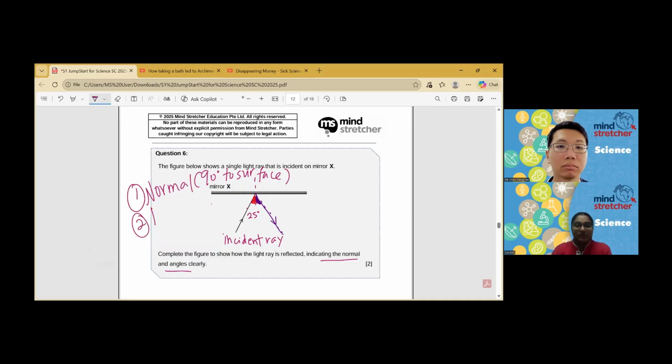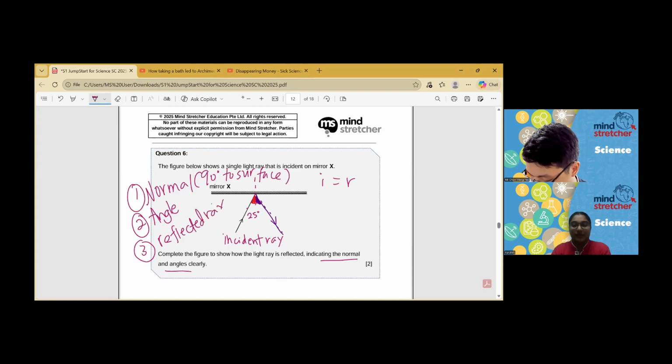Okay, normal, then the angle, because we went through that I is equal to R, right? So that's why 25 at the red part will also be 25 at the purple part as well. And then you draw your reflected ray. And very important, please make sure you have your arrow head.